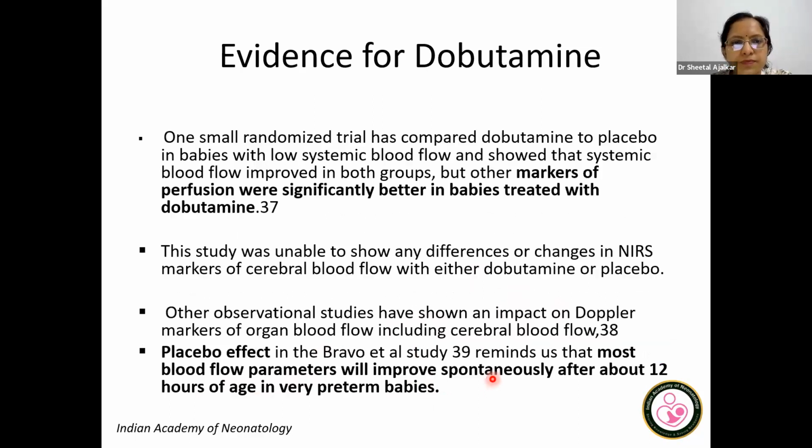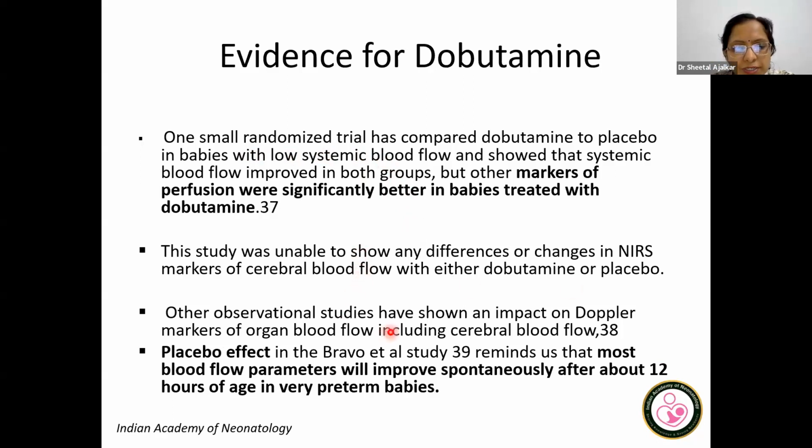Then there was one small RCT which compared dobutamine to placebo in babies with low systemic blood flow, and it showed that systemic blood flow improved in both groups. So placebo also improved it, but other markers of perfusion were significantly better in the babies given dobutamine. And it showed no difference in the changes in cerebral blood flow between dobutamine and placebo.